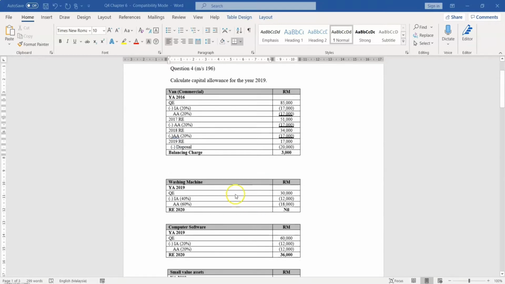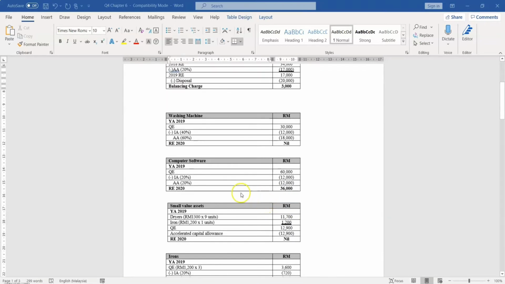For the second asset, the washing machine. Because in the question, the washing machine is an energy conservation machine, so the energy conservation machine has an initial allowance of 40% and annual allowance of 60%. So the qualifying expenditure, we just directly get the 30,000 in the question, and we minus initial and minus annual, so we get nil.